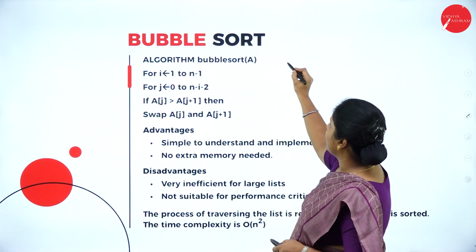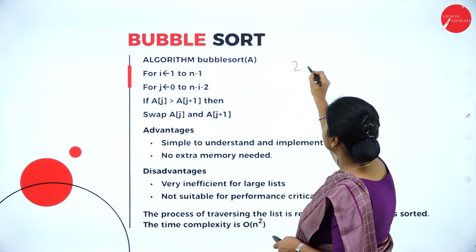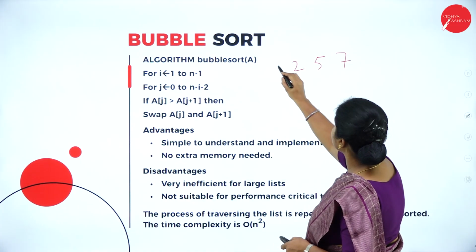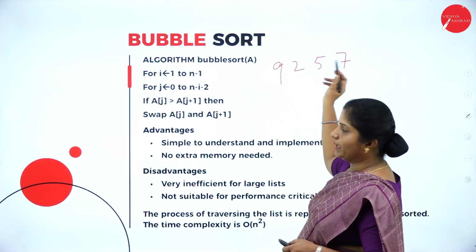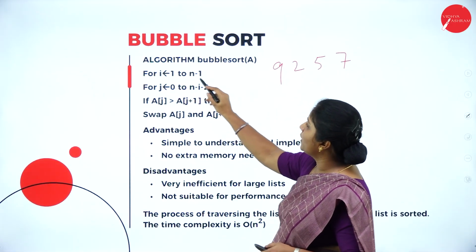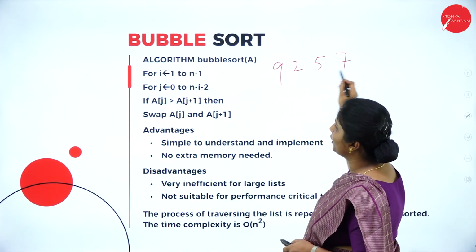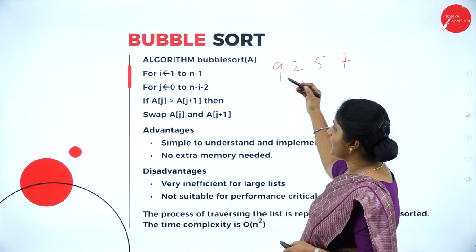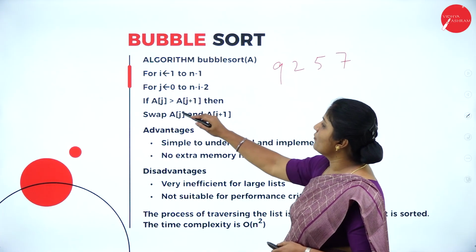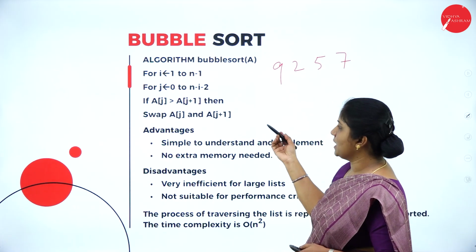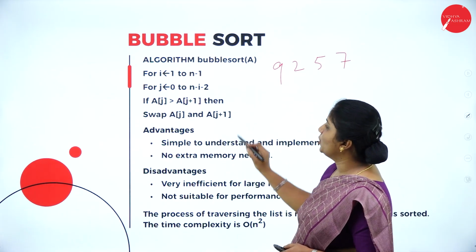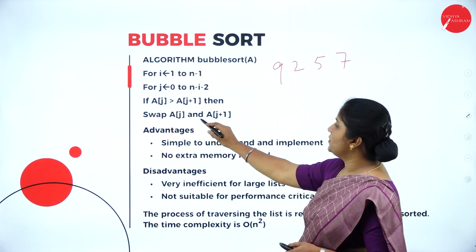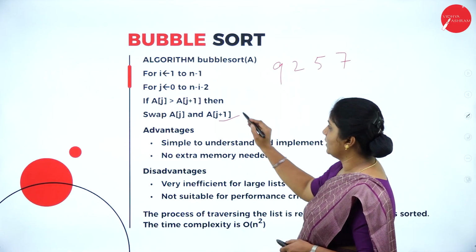So, if I have an array, for example, for i is equal to 1 to n minus 1, from first element to last, we need to do. Then for j is equal to 0 to n minus i minus 2. If a of j is greater than a of j plus 1, then we need to swap a of j and a of j plus 1.